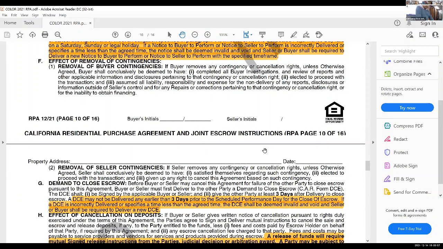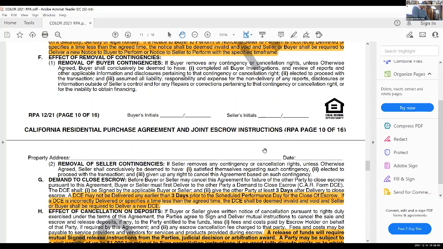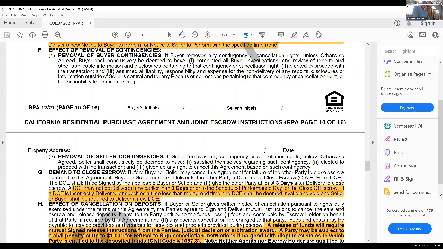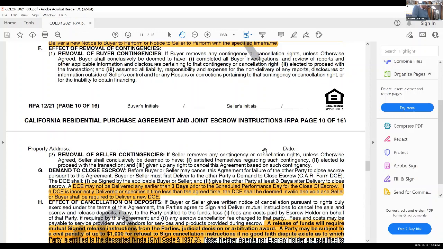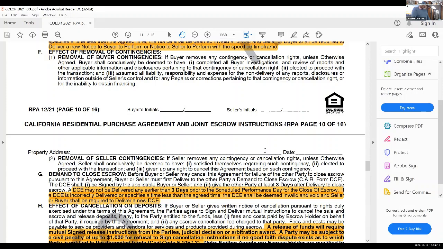So the effective removal of contingencies. So we know that once contingencies are removed, the short story is that the deposit becomes, oh, there's no guarantee of it to be returned anymore. We can't say it automatically goes to the seller because by true experience, we know that it doesn't always automatically go to the seller.